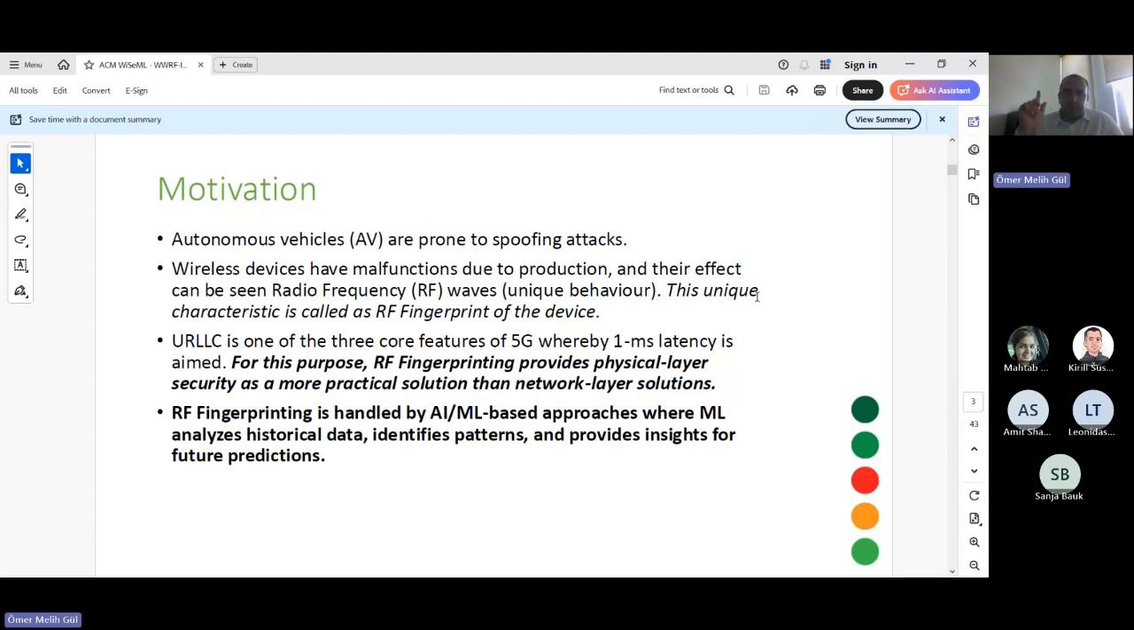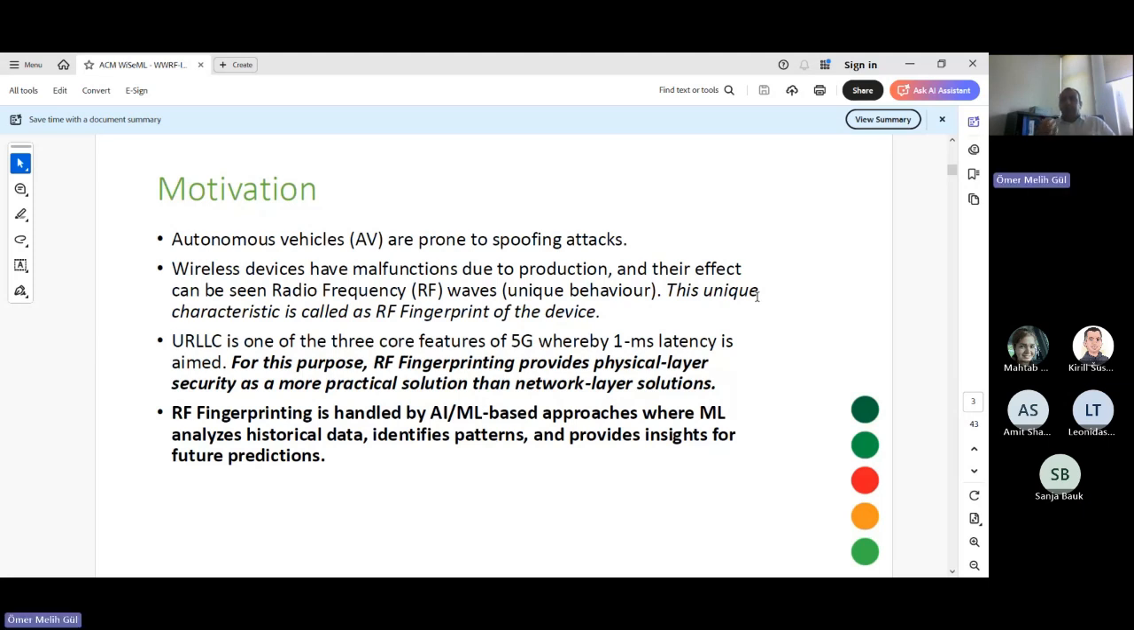Everyone has their own fingerprint, and they say that, okay, because of this production, can we obtain some kind of difference between two devices? And how can we observe that? They say their effect can be seen in RF waves. When you consider the RF waves, they send some kind of signals, right? And even if the input signals are same, if there is some difference between these two devices, then the output may be visible. That is the motivation for this security by design approach.